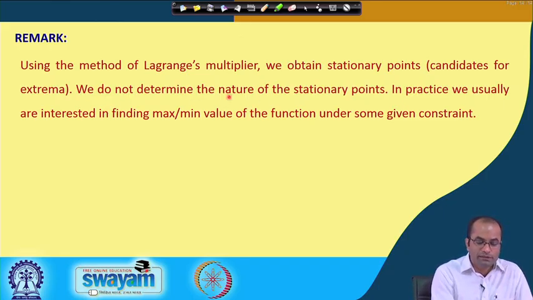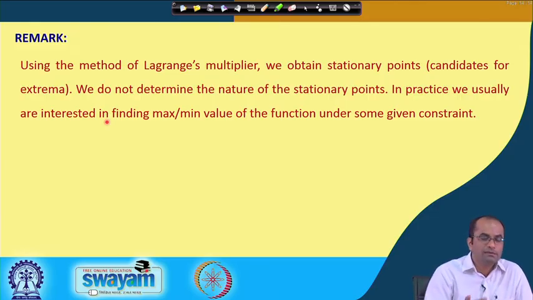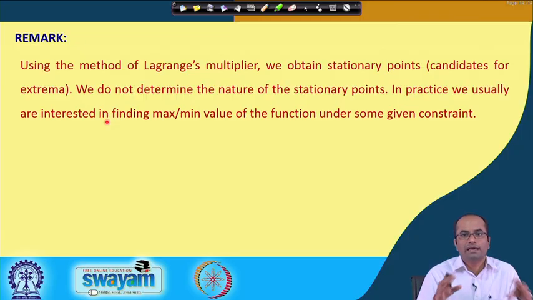We do not determine the nature of the stationary point. In practice, in many problems we are usually interested in finding the maximum and the minimum, so the global maximum and minimum value of the function under given constraint. So, in this lecture today, by this Lagrange multiplier, we basically find all the candidates, the so-called critical points of the problem, where the maximum or the minimum may take place.